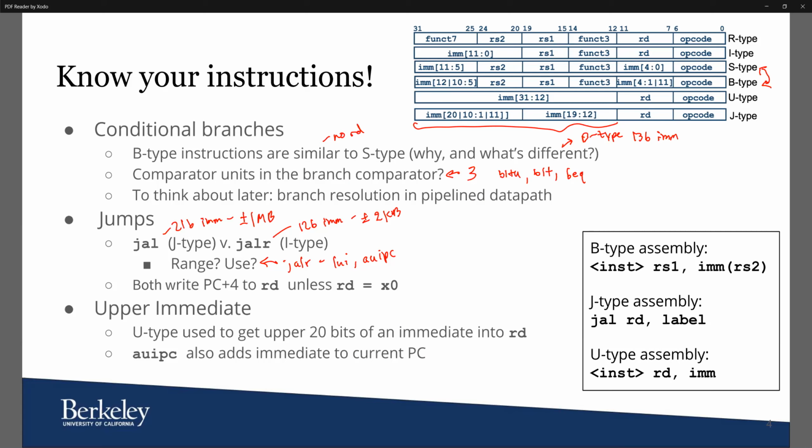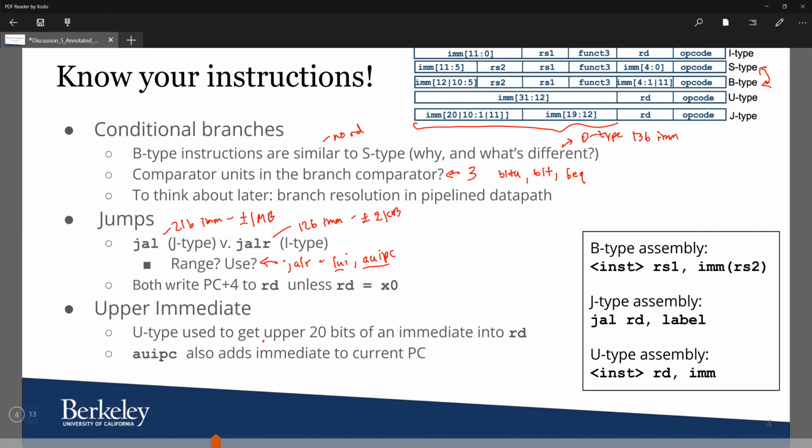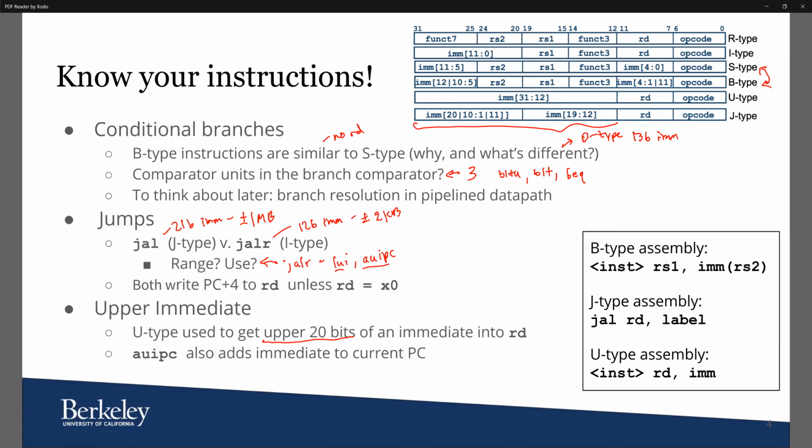Okay, and then finally, these two, load upper immediate and AUIPC, are so-called upper immediate instructions. They are U-type, and the key is that they get the upper 20 bits of an immediate into the destination register. And if you want the current PC, you can use AUIPC with immediate equals 0.